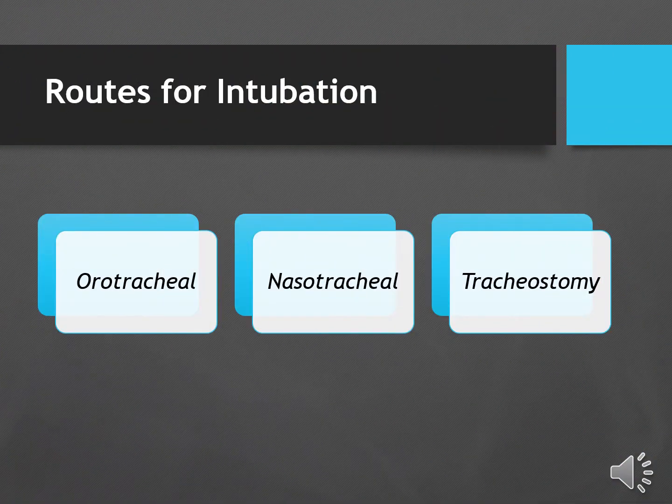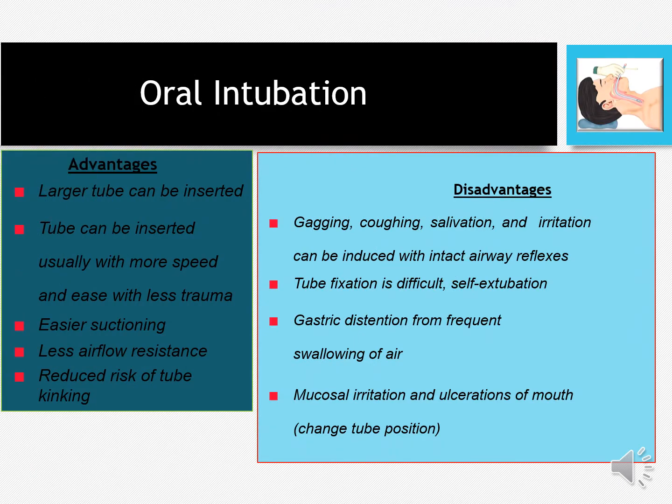So here we will see the routes for intubation. There are three types: orotracheal, nasotracheal and tracheostomy. Oral intubation has some advantages and some disadvantages. Advantages are that a larger tube can be inserted, the tube can be inserted with more speed, less trauma can occur, suctioning is easier, there is less airflow resistance, and reduced risk of tube kinking.